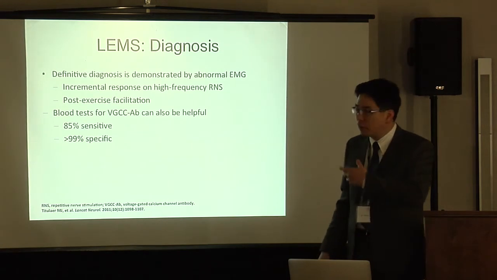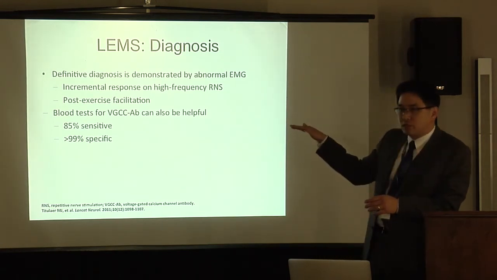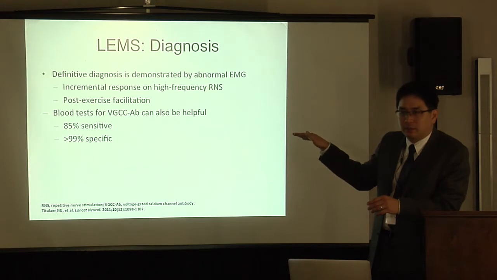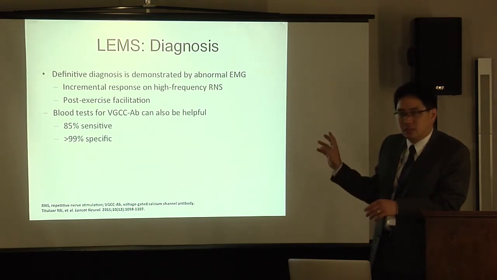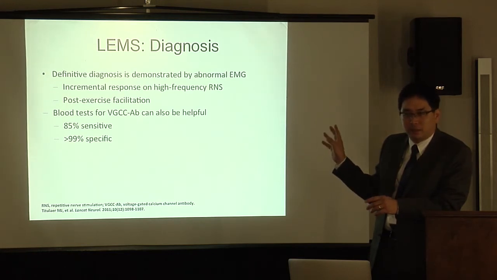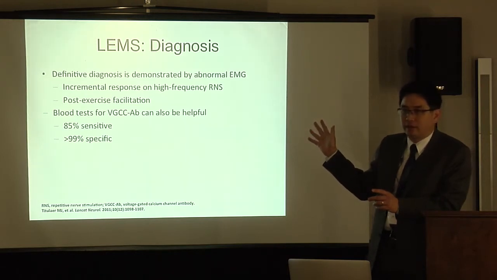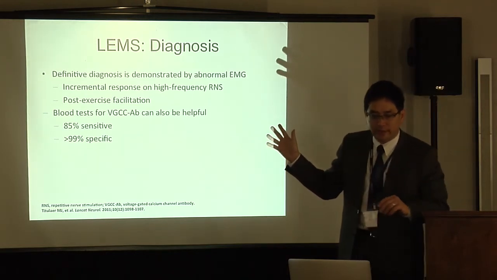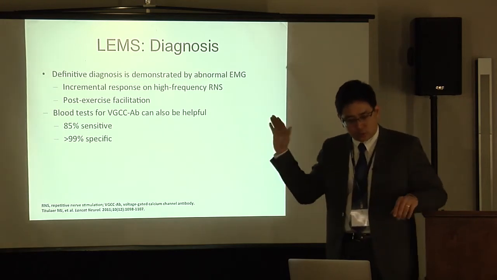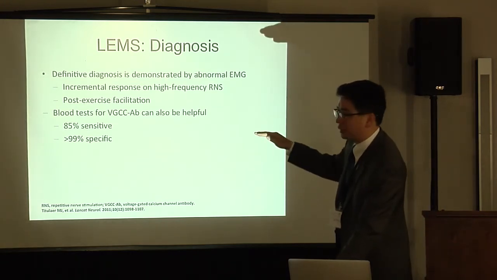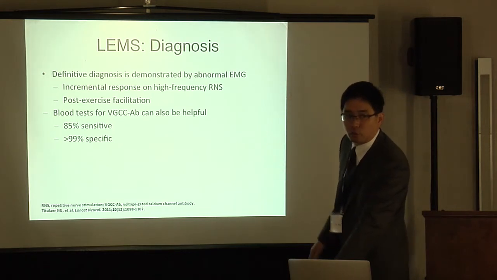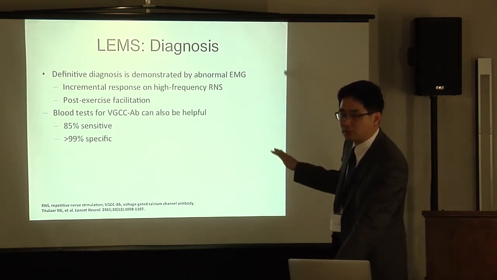And blood tests can also show the antibodies. 85% of LEMS patients have an antibody that we can identify. And when we see it, we believe it, and that's what the 99% means. If we see the antibody, that means we're quite sure that you have LEMS. If we don't see the antibody, that doesn't mean you don't have LEMS, because 15% of patients could potentially not have the antibody, but still have LEMS. And so that's why doing the nerve conduction study or repetitive nerve stimulation or the exercise facilitation test is important, especially in those 15% of patients.